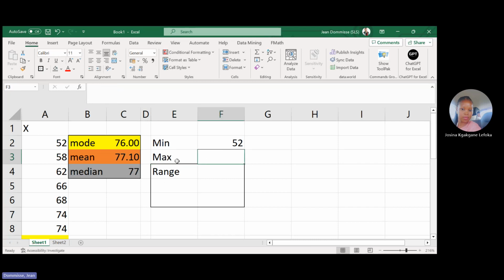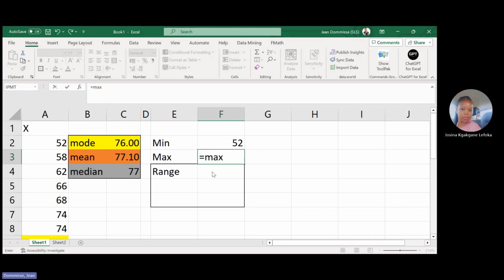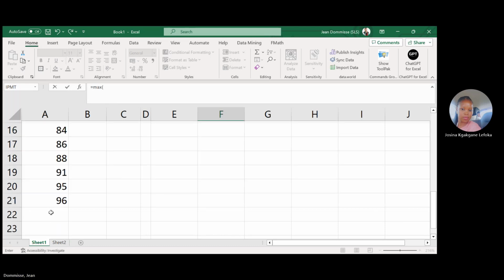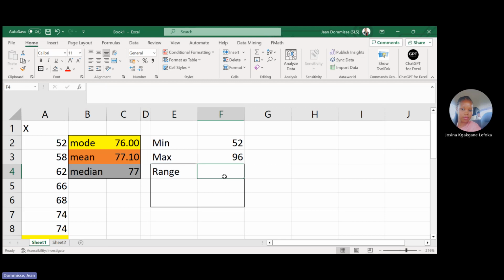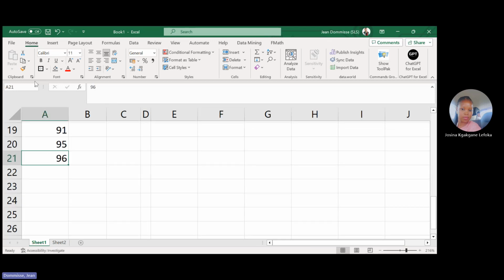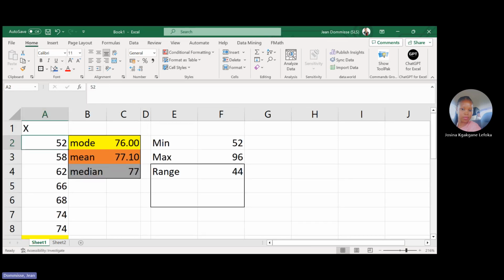We have a maximum that we can work out. So that would be your 96. And then your range will be your maximum minus your minimum. Okay, so that's how you would work out the range in Excel. But if you did it by hand, you would look at your biggest number and subtract your smallest number. So that is how you would work out the range as well.